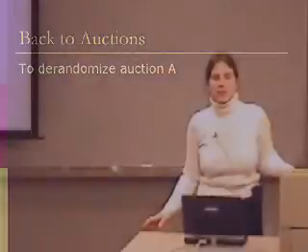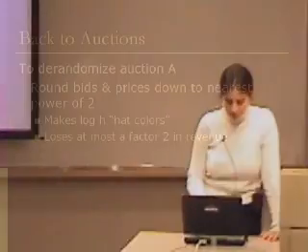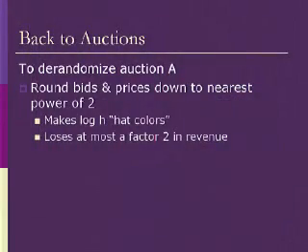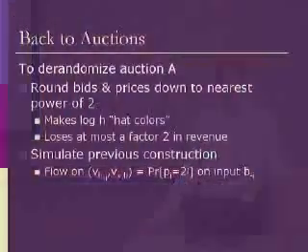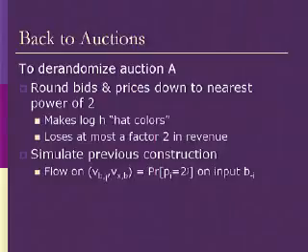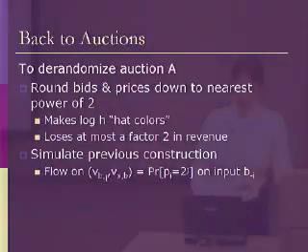So how does this help us de-randomize auctions? You can imagine that the hat colors were the bids of the people. So I have bids and prices. I round them down to the nearest power of 2. This gives me log H hat colors. Okay? And I lose at most a factor of 2 of the revenue. And then I can simulate the previous construction.